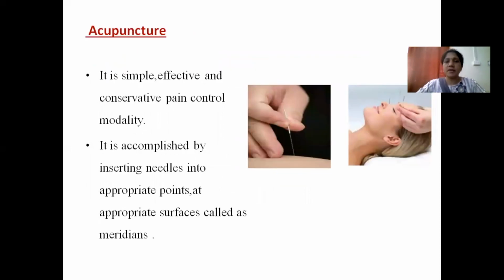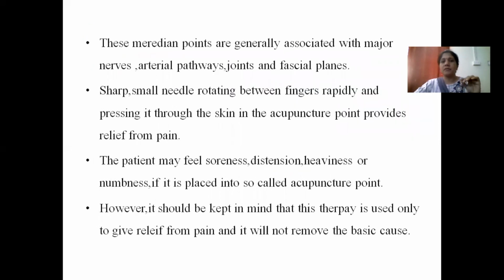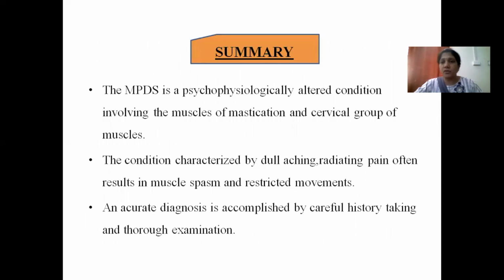Acupuncture, the next technique, is a simple, effective, and conservative pain control modality. What the clinician actually does is there are certain meridian points, and with the help of small sharp needles, he rotates them with the fingers, and these acupuncture points are pierced, and the pain is relieved. Here the pain is relieved but not the cause.